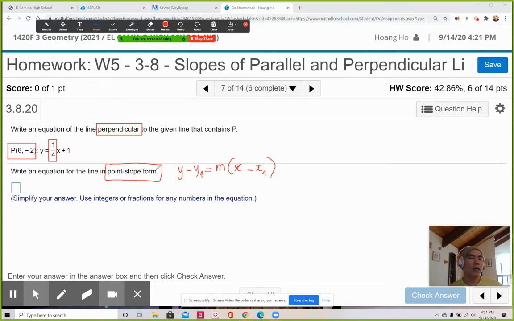So go over here. I can see my slope. The slope of the given line is 1/4. So my line's slope has to be opposite and reciprocal. So opposite, that will be negative, and the reciprocal of 1 over 4 is 4 over 1. So that's a negative 4. The point the new line is going through is 6, negative 2. So this is x1, this is y1.